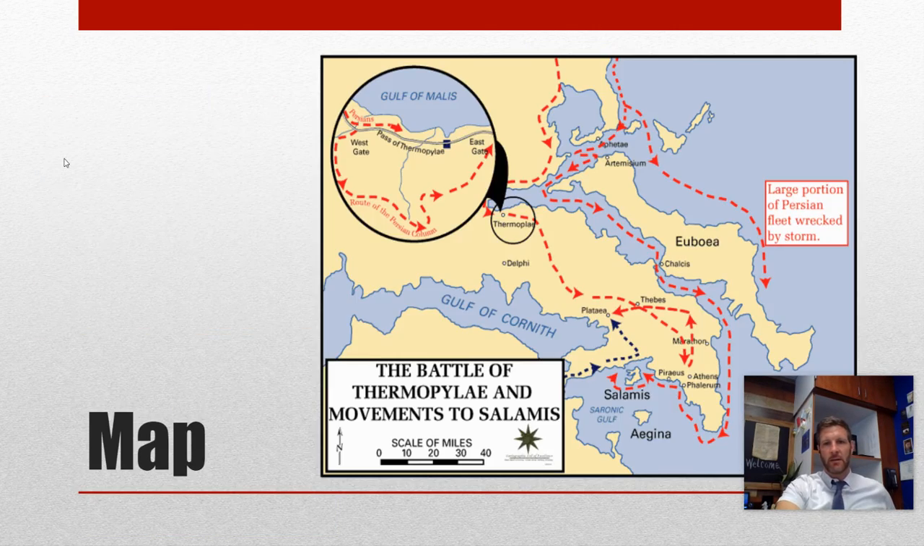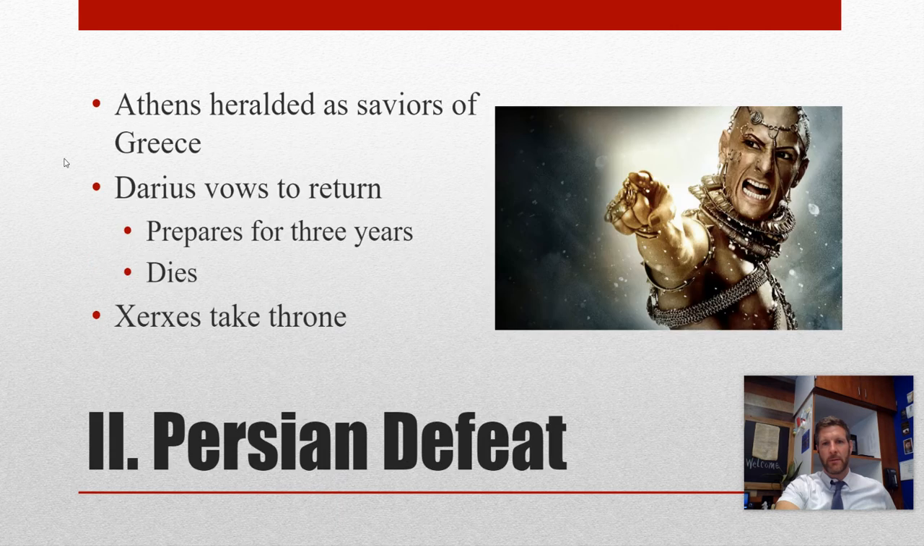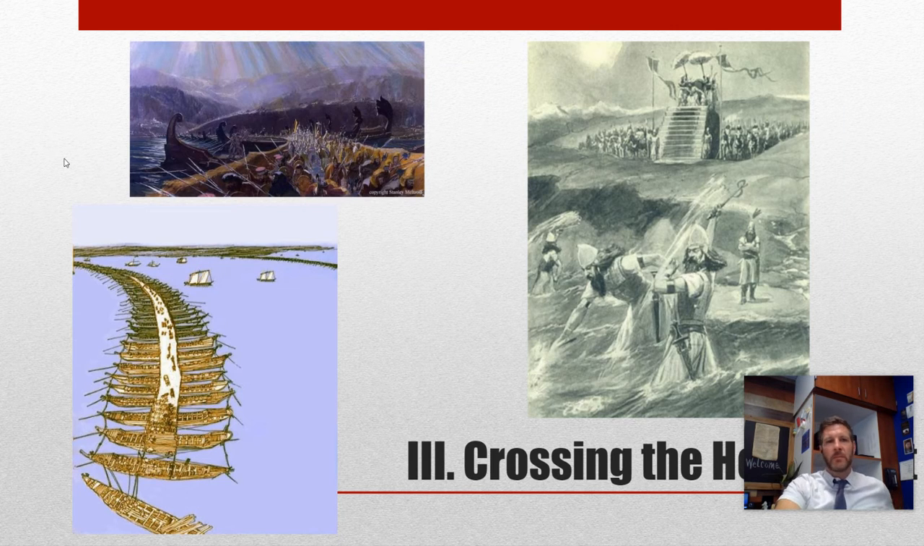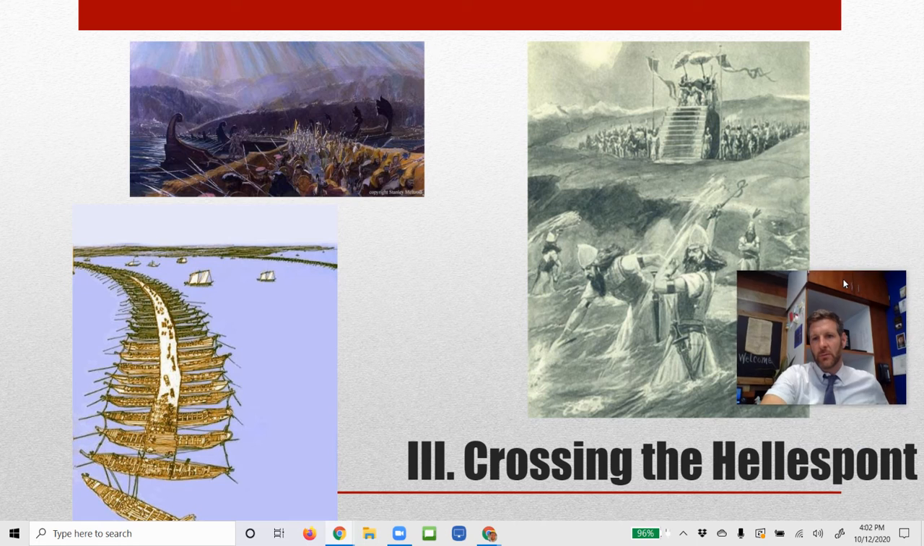Let's see if we can get a better map. Maybe we don't have one. Okay. In order to get to Athens, they have to cross this narrow strait known as the Hellespont. Sorry, my picture's blocking the words there.